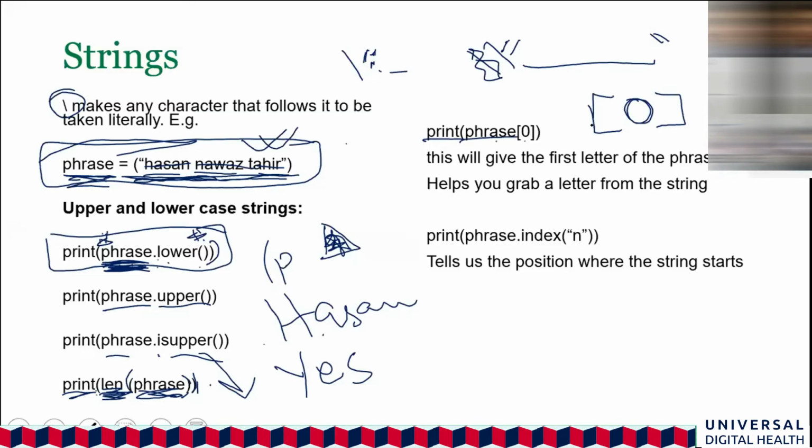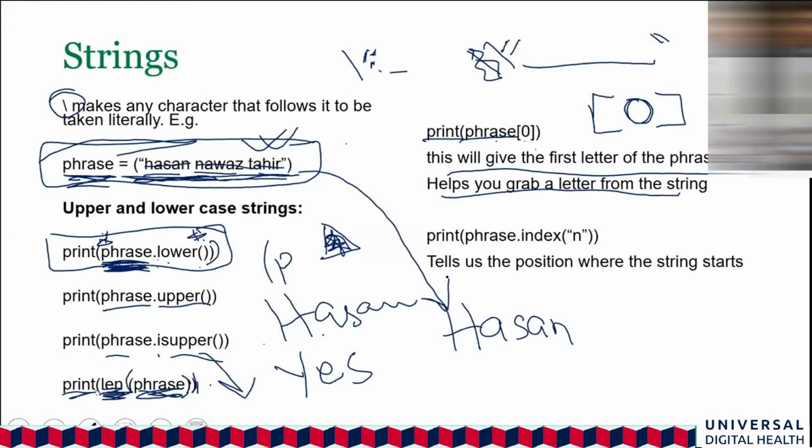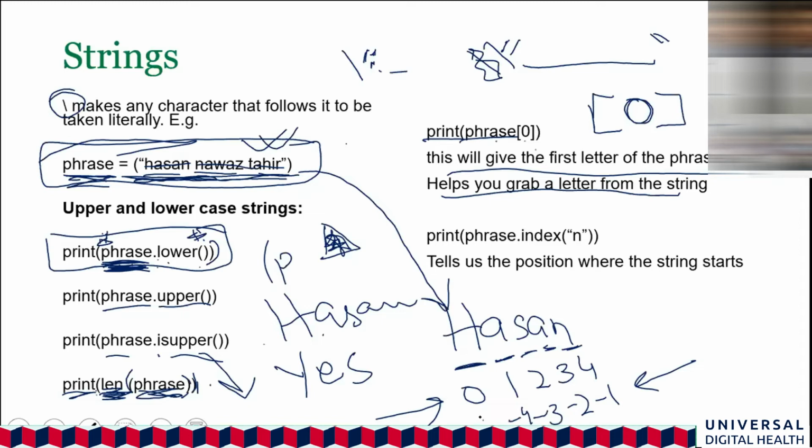Now, once I do that, I'm basically asking Python to look at index position 0. This will give the first letter of the phrase. What does that mean? If this is written, Hassan, this is the phrase. For Python, this index position is 0. Python always starts with 0. This is 1, this is 2, this is 3, and this is 4. If you're starting from the other end, then this position is -1, this is -2, this is -3, this is -4, this is -5. This is the Python syntax.